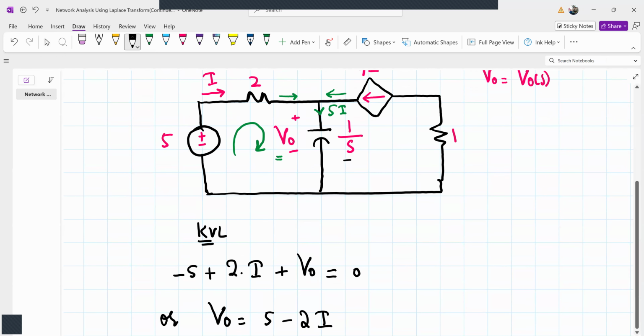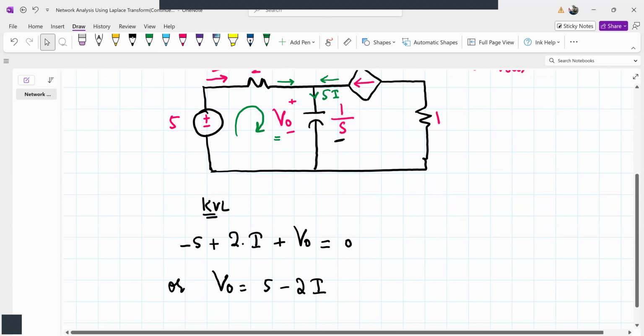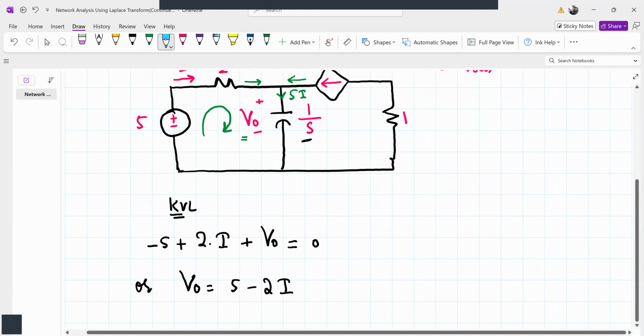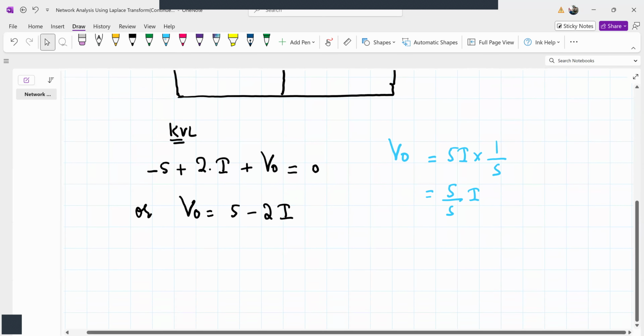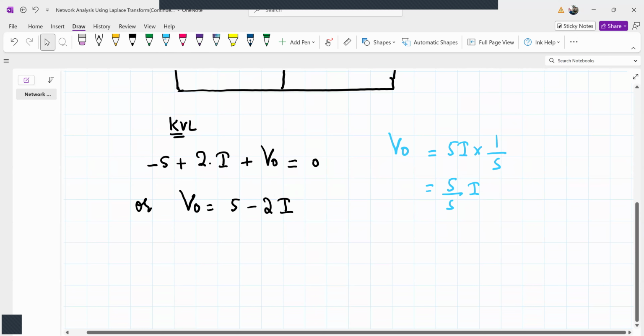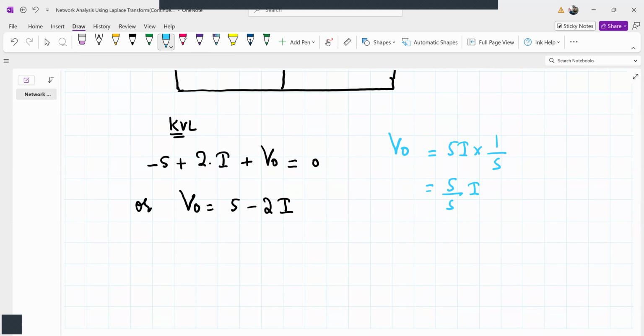Now, since this is an impedance, we can write Ohm's law for it. What is the total current flowing in this branch? It is 5I. So 5I, the current, multiplied by the impedance 1/s, will be the voltage. So V0 is simply given by 5I divided by s. That is the voltage across this impedance 1/s. Let me get I here because we need V0. So I will be equal to s times V0 divided by 5.